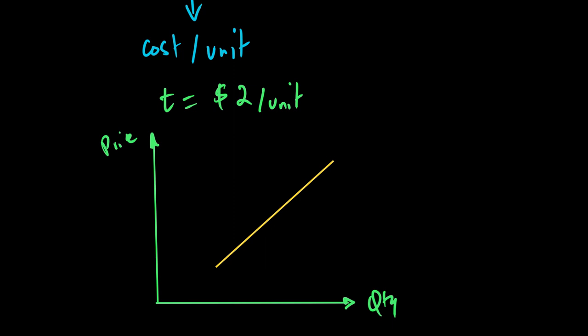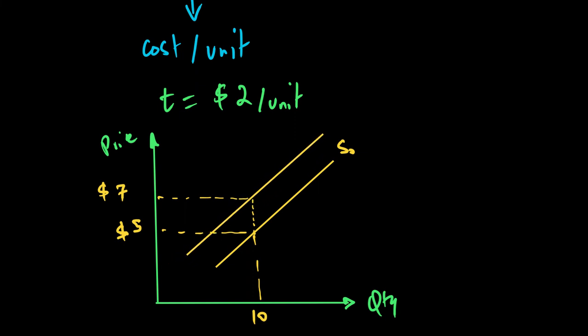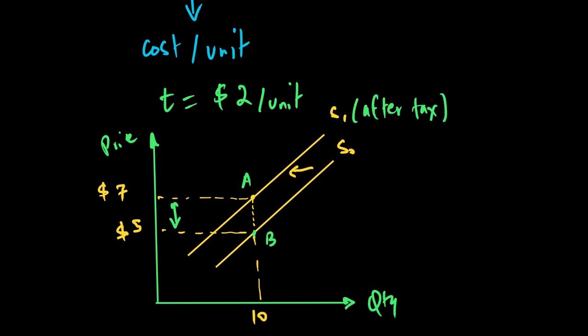If my supply curve is, for example, S0, and currently, let's say, for 10 units, the firm is charging $5, when we put a tax of $2 per unit, the cost per unit will go up by $2. So something which was made for $5 per unit will now be made for $7, which would mean the supply curve will shift to the left by $2. This vertical distance AB is telling us the change in cost per unit, which is $2, and which is happening because this is now the after-tax supply curve. So whenever we put a tax on a good, the supply curve will shift backward.